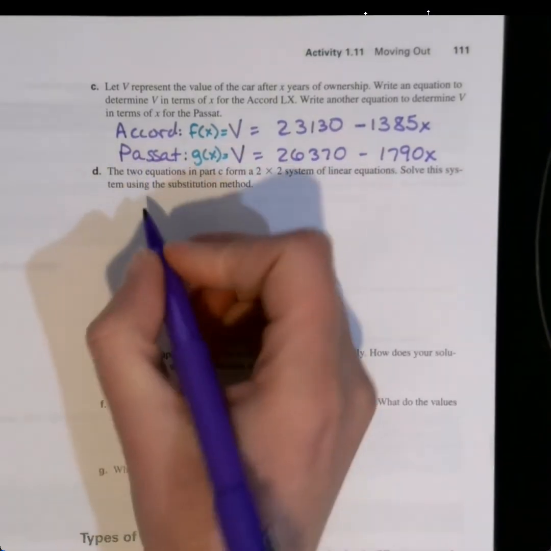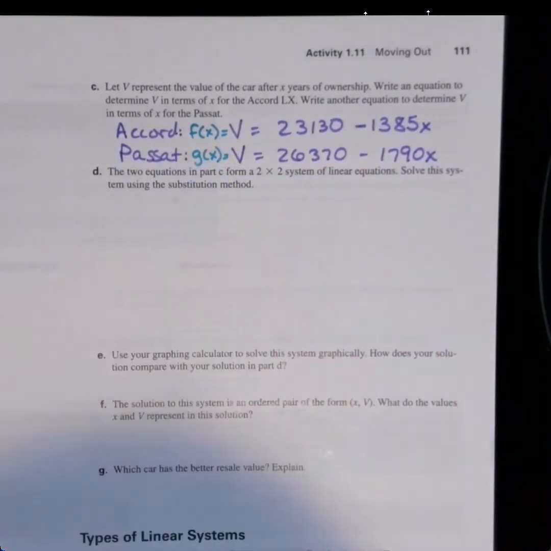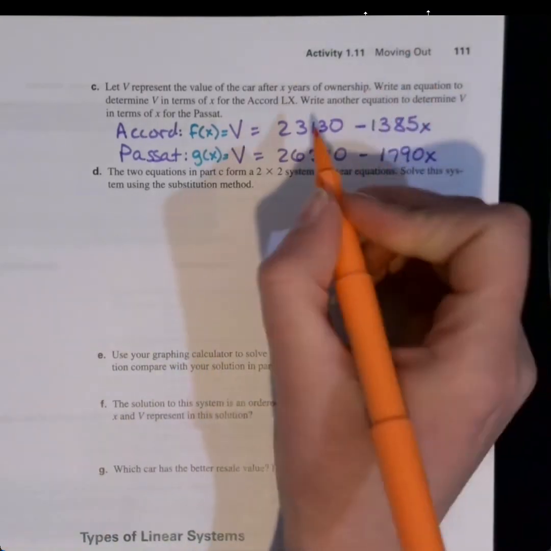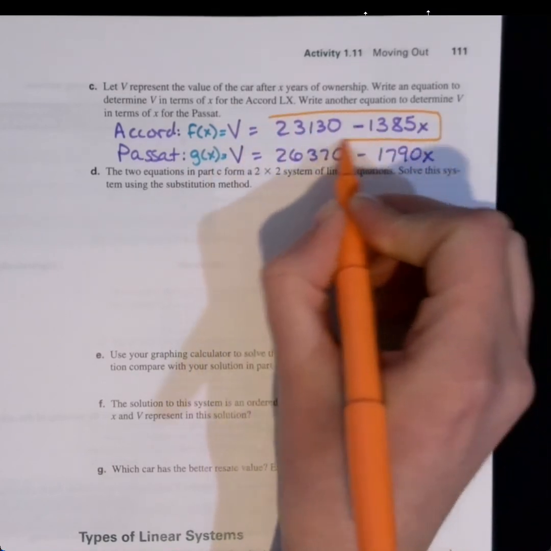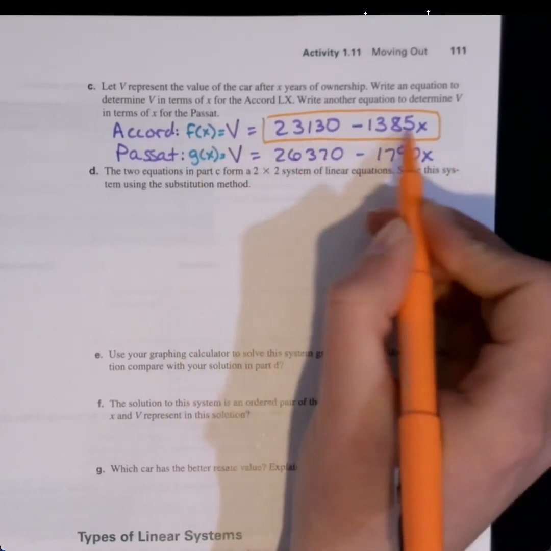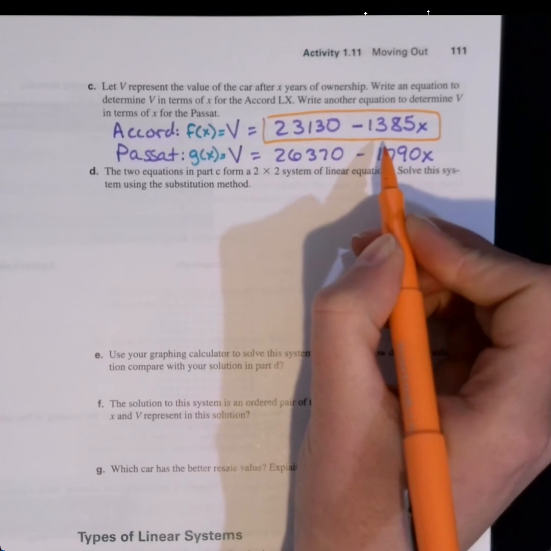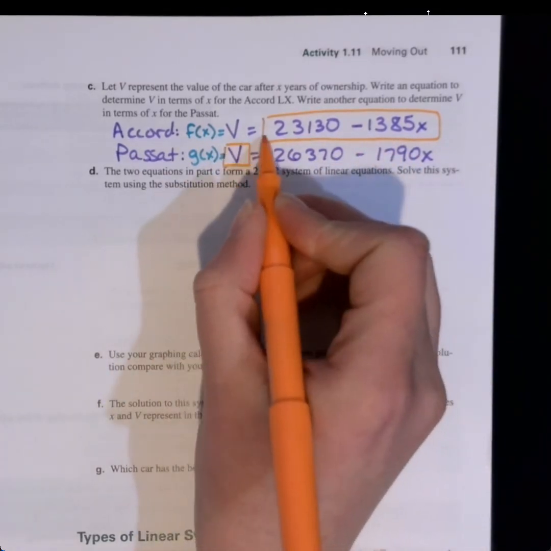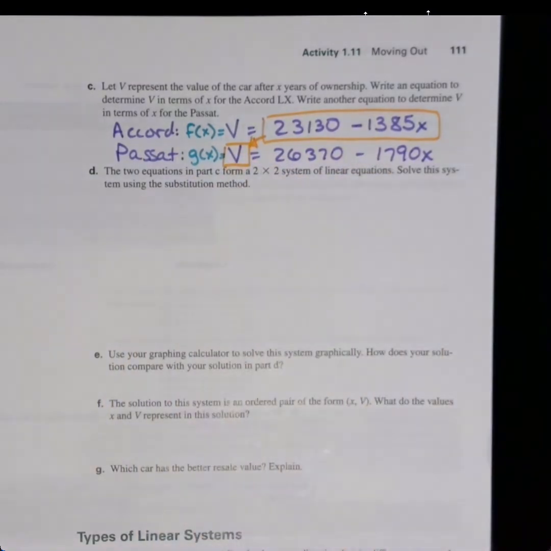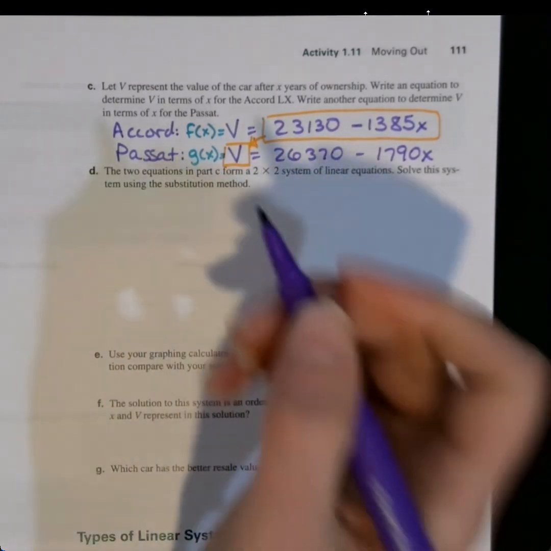All right. So I already have the two equations written up here, so I'm not going to rewrite them right away in this space down here. I'm going to instead say V, which is equal to 23,130 minus 1,385, is going to be plugged in place of the V, the value in the second equation. So we're going to write that directly down here.